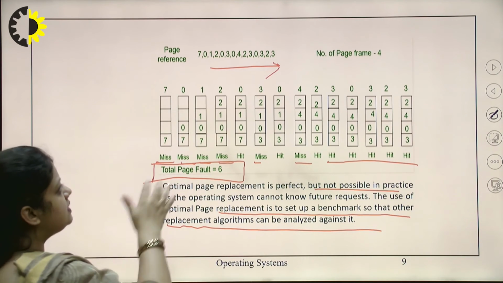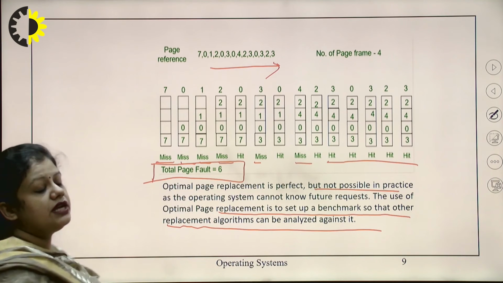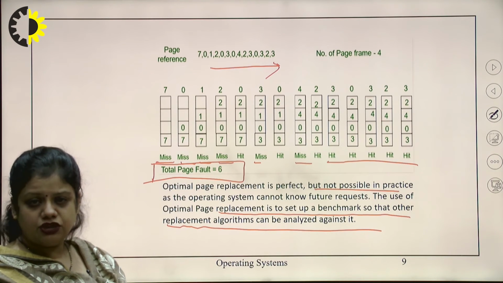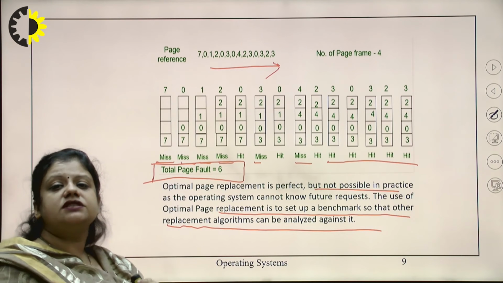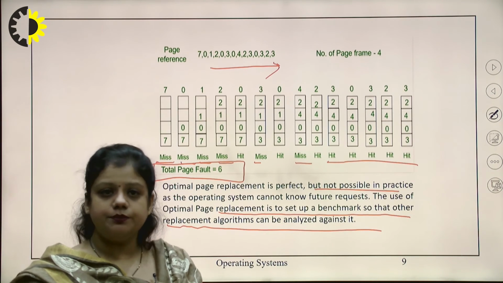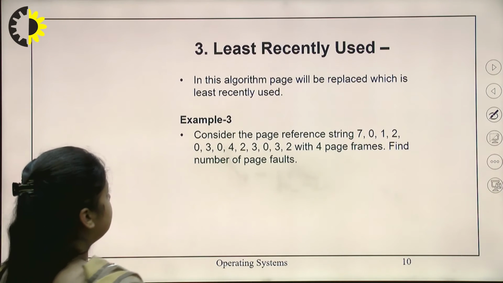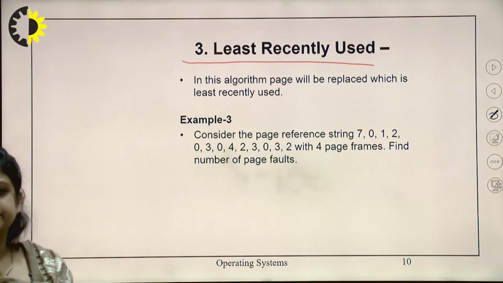So optimal is not possible in practice because the future reference string is difficult to know by the operating system. But yes, this can be used as a benchmark on the basis of which the other algorithms can be compared, their performance can be compared. Next is the least recently used. This is the third page replacement algorithm.